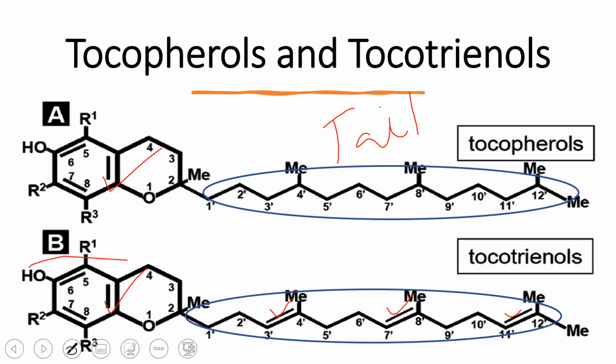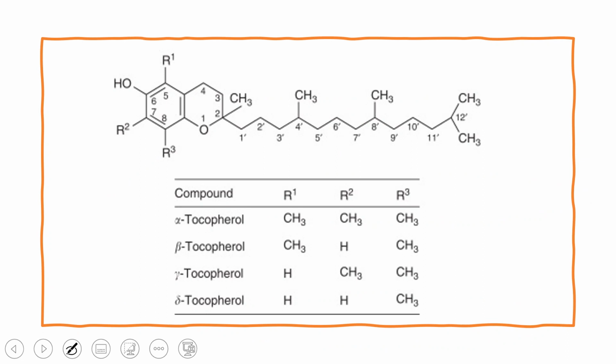Now this R1, R2, R3, there are different types: either hydrogen will be there or methyls will be there. So depending on their hydrogen and methyl presence, we are going to call it alpha, beta, gamma and delta. If R1, R2, R3, there are 3 compounds, if all the 3 at the 5th position, 7th position and 8th position we are having methyl, it will be alpha.